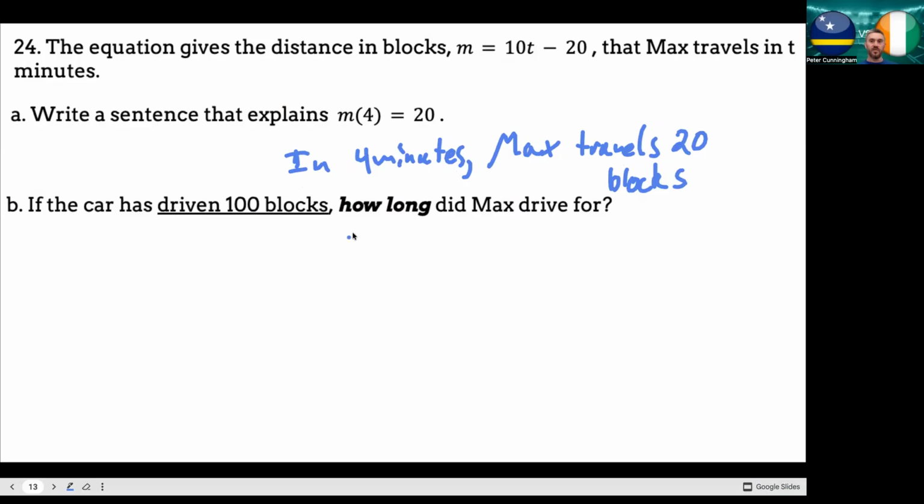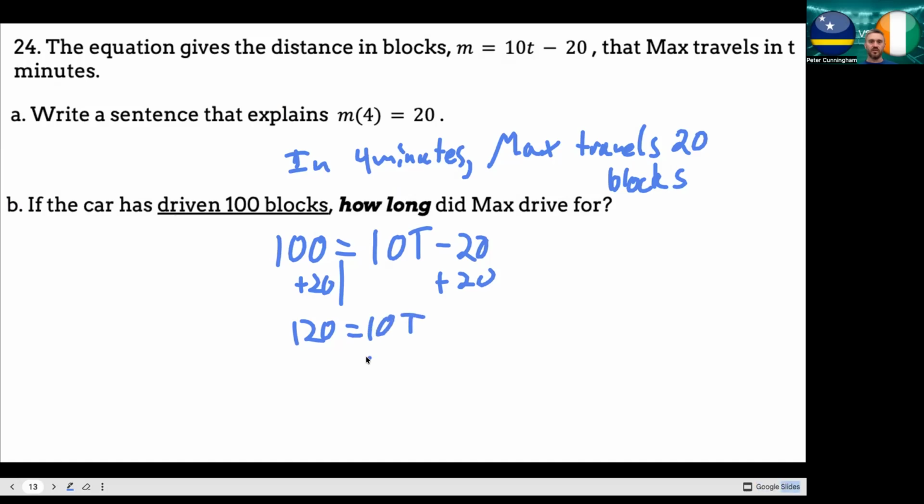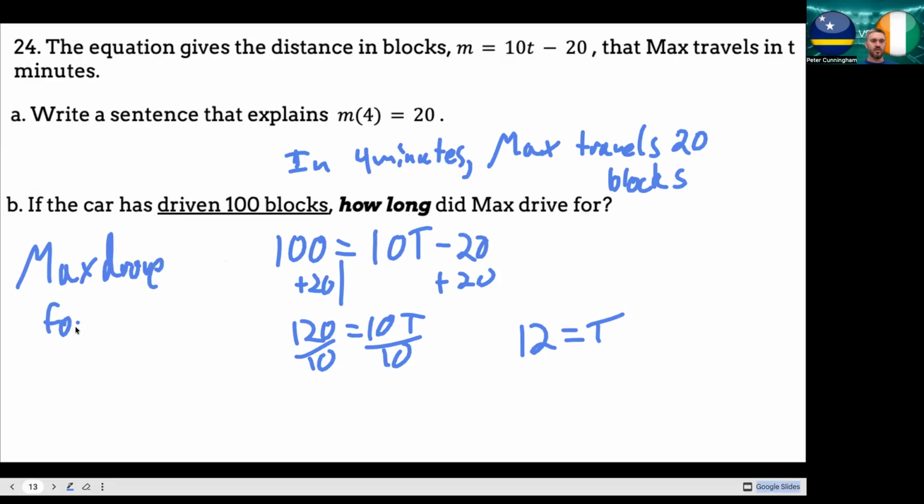Okay, if he's driven for 100 blocks, again, the blocks is the M, so we would say 100 is 10t minus 20. So we need to solve here. Add the 20. So you're solving, but you need to explain what you just solved for. You just said that, hey, 12 equals t. What does that mean? Max drove for 12 minutes.